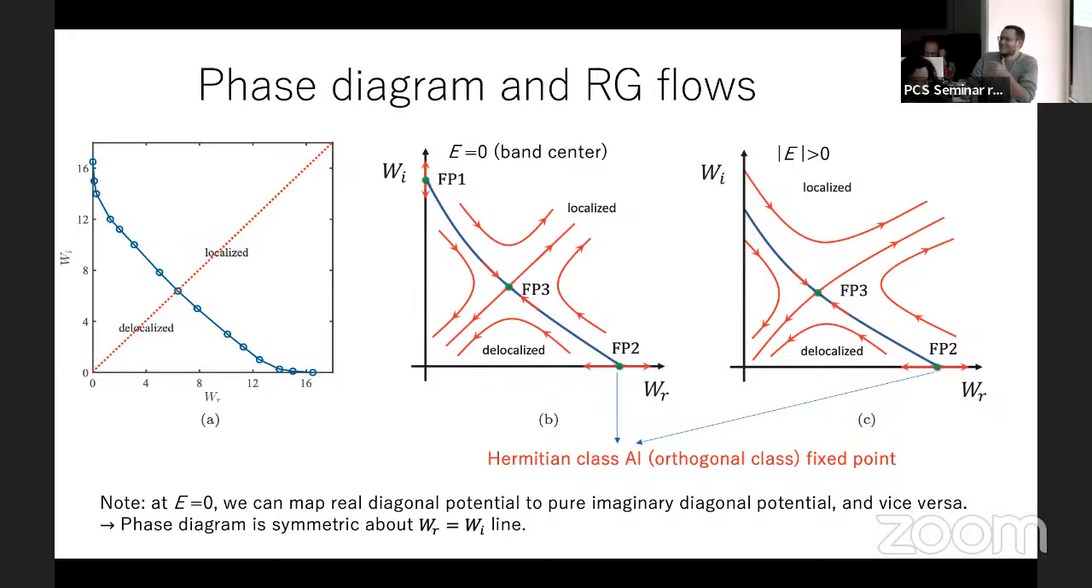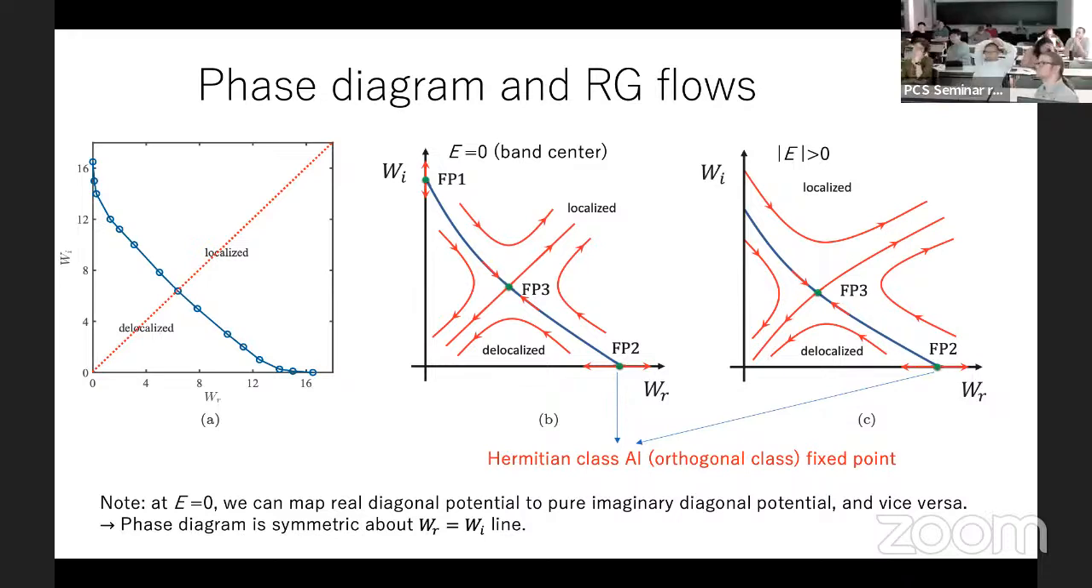Okay, what I can say is that if we start from here, after renormalization, the non-Hermiticity becomes larger and larger. So non-Hermiticity is a relevant perturbation.